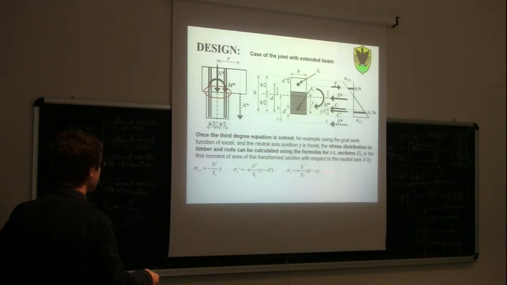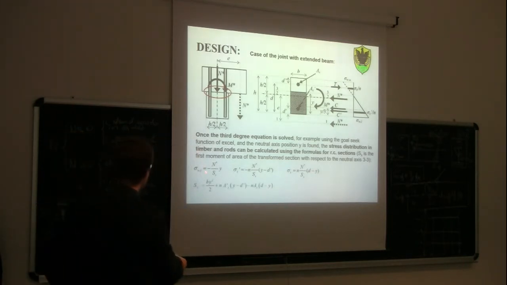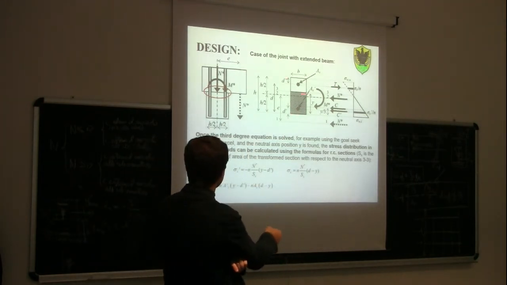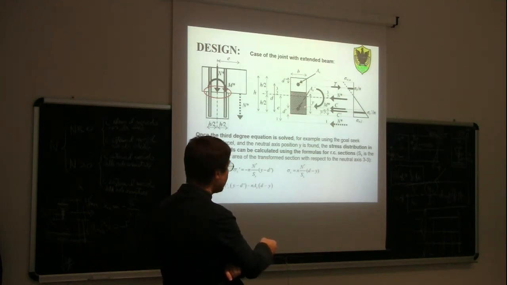So Sx, as I said before, is the first moment of area of the transformed section with respect to the neutral axis. So we have first a contribution of the timber, which would be b times y squared divided by 2. Then we have a contribution of the homogenized and transformed section, the transformed steel here. So n times As prime times this distance. So this distance is y minus d prime, minus, because it's on the opposite side, n times As times d minus y.